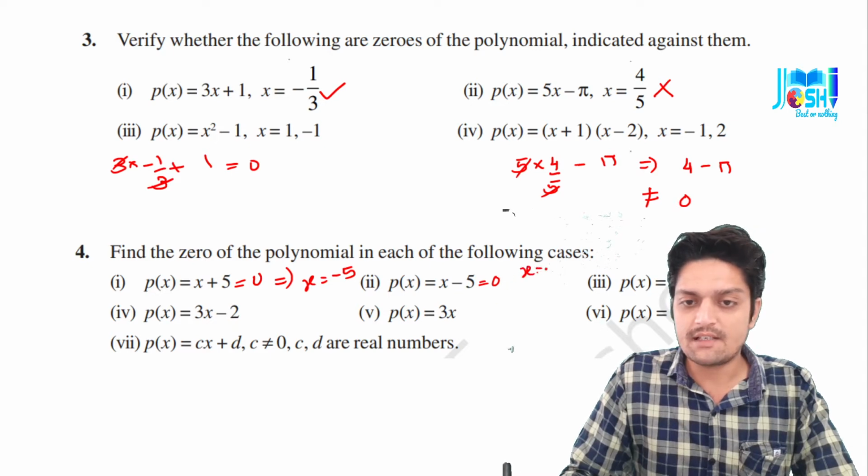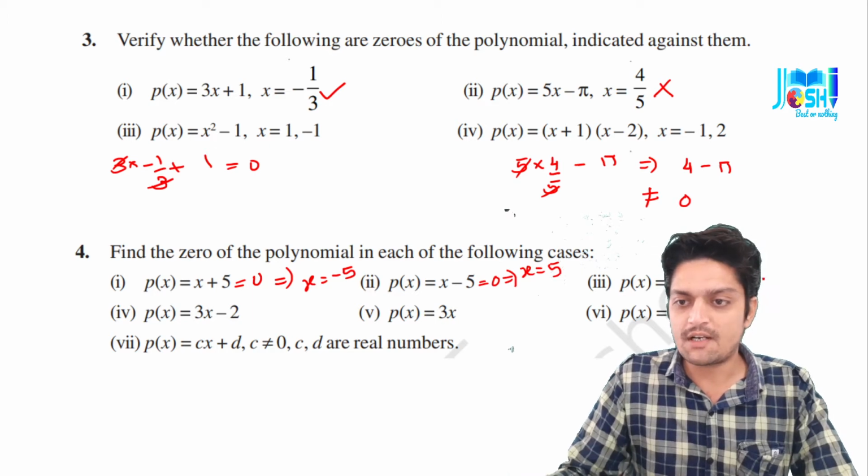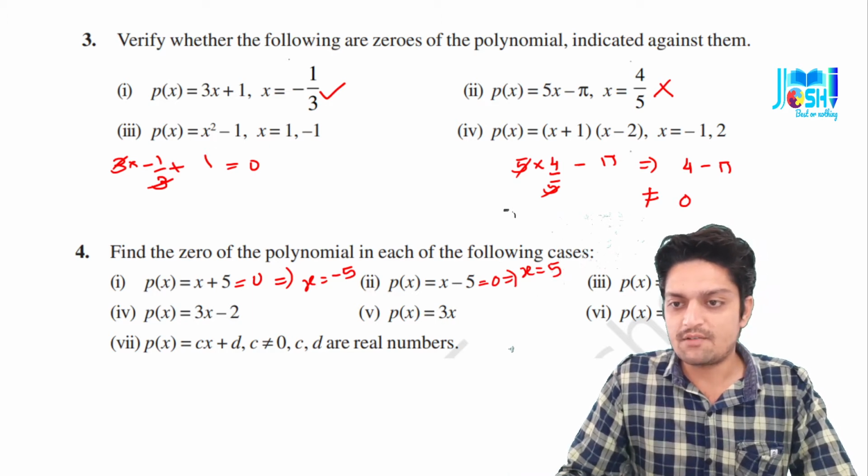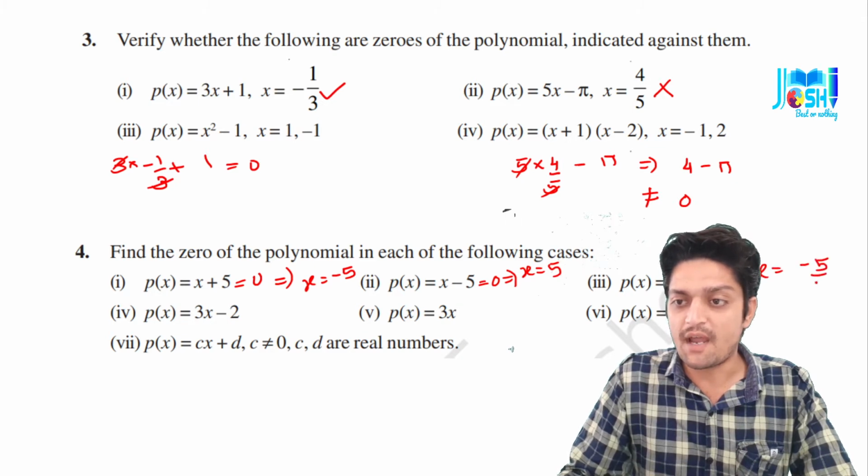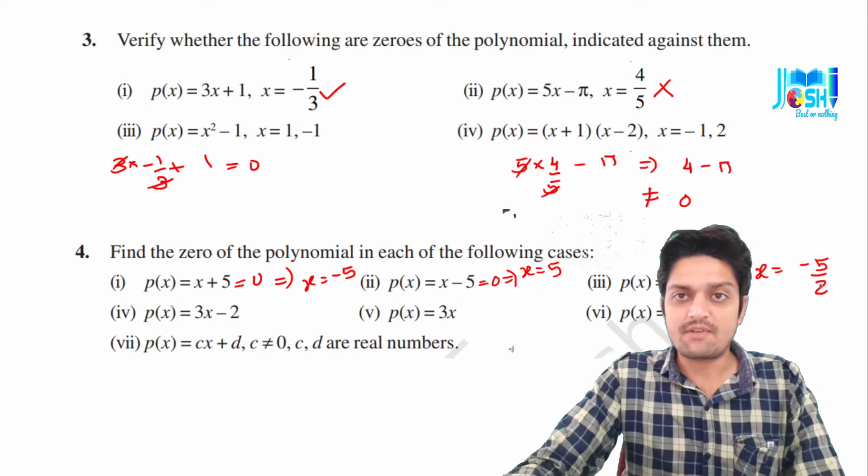So x is equal to 5, you will get. Okay, and the same thing here also, you can repeat. 2x plus 5 is equal to 0. So 2x is equal to minus 5. So x is equal to minus 5 by 2. Okay, so that was question number 4.